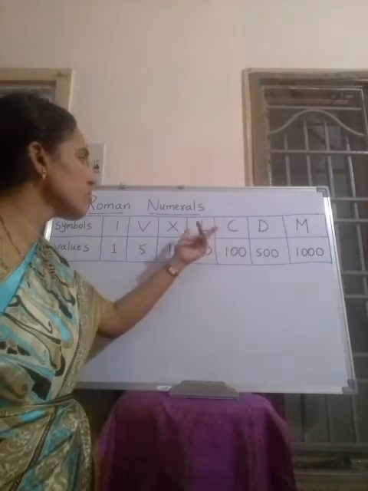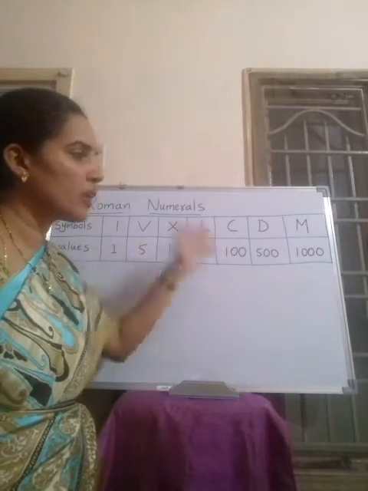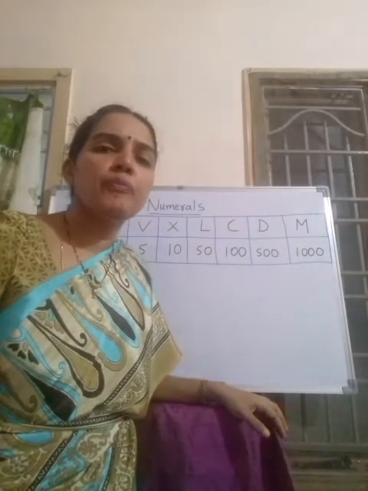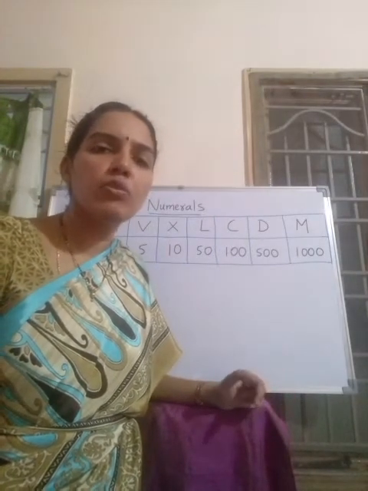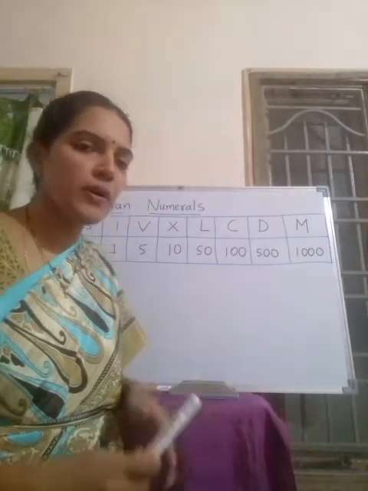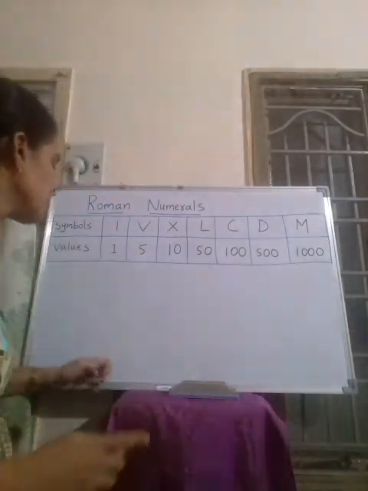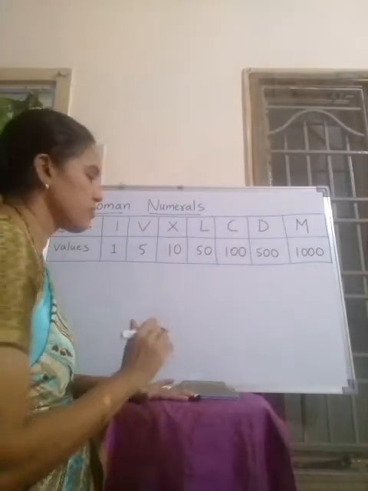Using these symbols we can write Roman numbers. We are learning how to write the Roman numbers from 1 to 1000, but before that we will see some rules. To write the numbers we will follow some rules in this system. First rule is the rule of repetition. Remember what the first rule is? Rule of repetition. In this rule we can repeat a symbol at most 3 times.